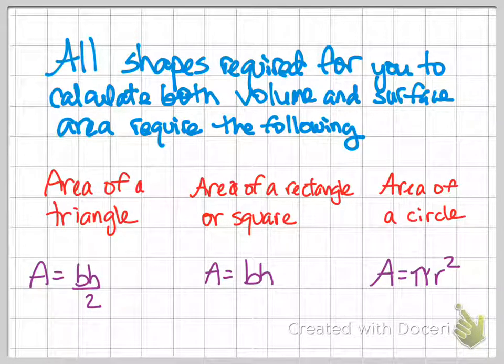7+ students, area of a circle is what you use for cones and cylinders. Cones and cylinders are not on the 7th grade EOG, but you do need to know that if you are on the Math 1 trajectory for next year.